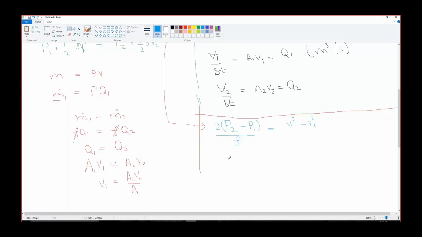Or you can replace V1 by A2 square V2 square by A1 square minus V2 square. Or we can write it as A2 by A1 whole square minus 1, closing larger bracket, and V2 square.